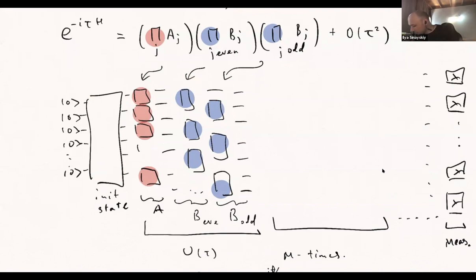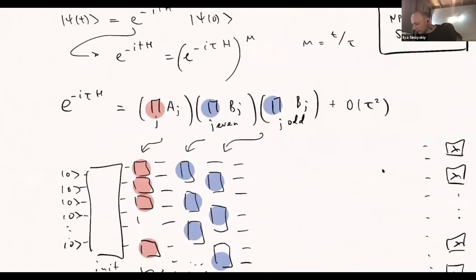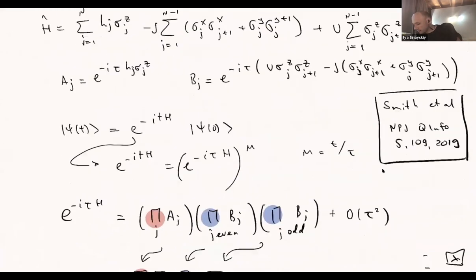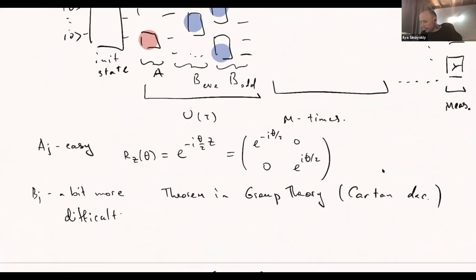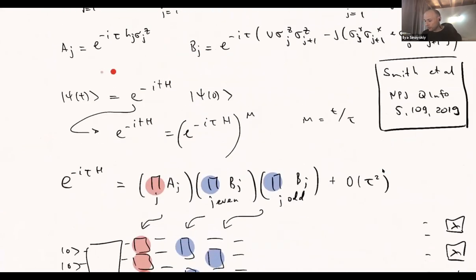Okay. Essentially, what I want to tell you, and why I'm showing you this, is that we have everything in order to be able to do that. The A_j are easy because there is a standard Z rotation gate, and the A_j are exactly this Z rotation. That's another motivation for how you can decide to decouple terms from each other.